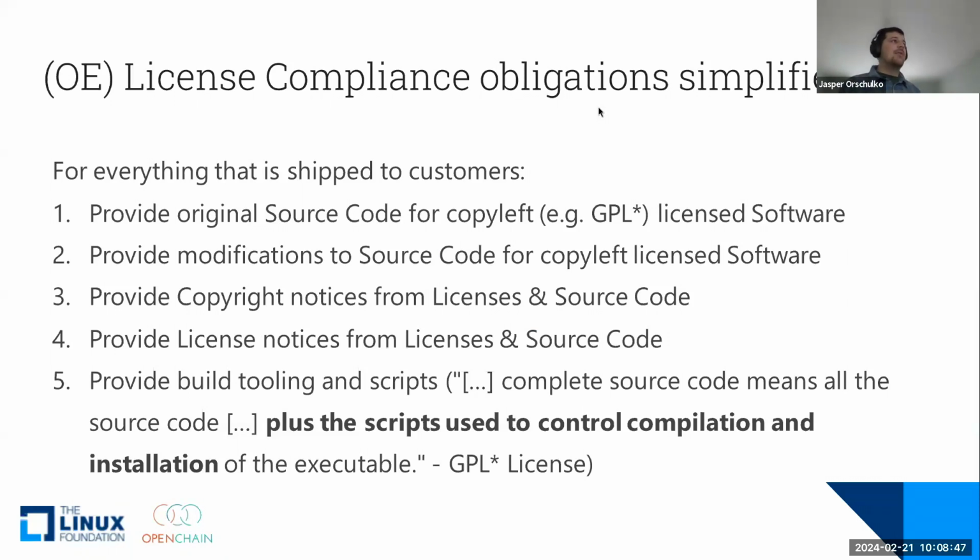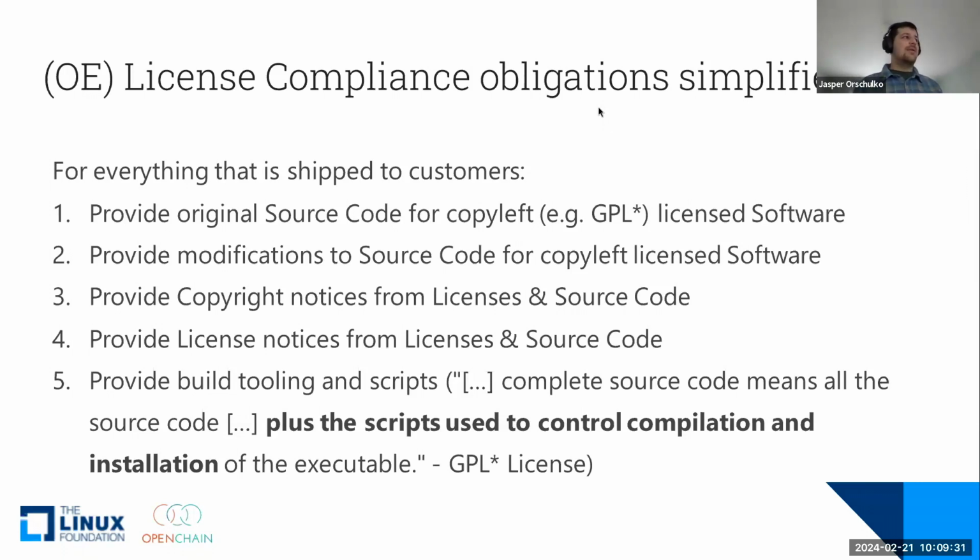So roughly speaking, you need to provide the original source code for copyleft licensed software, and you need to provide the modifications in those cases as well, if any. You also need to make sure that you specify which part is modified, and then you also need to provide the copyright notices and the licenses from the license text, as well as from the source code. And the same goes basically for the licenses: any licenses within the license file itself, as well as any licenses mentioned in the source code.